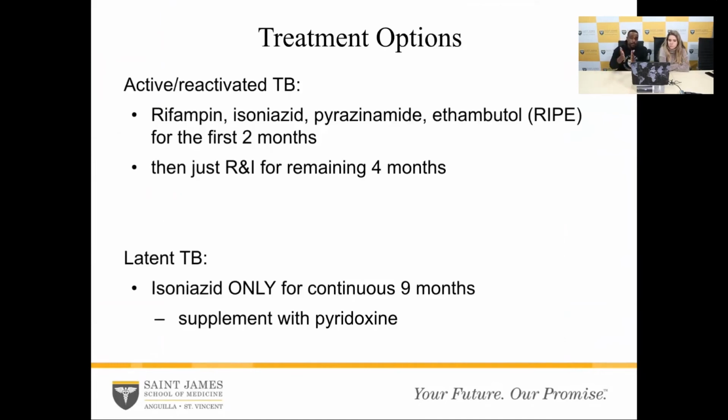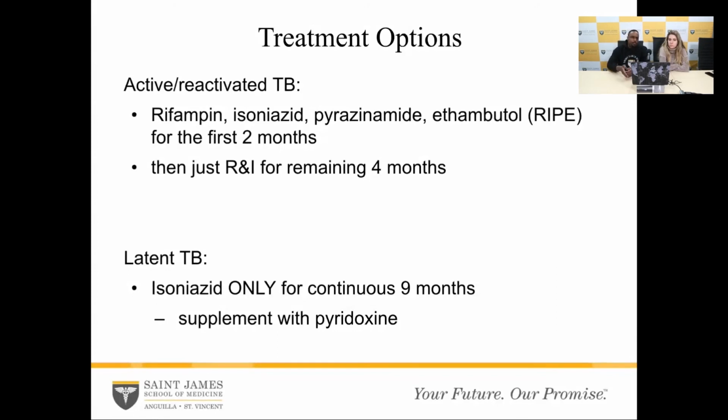So if the chest x-ray is positive, you give the full treatment. We call it the right treatment: rifampin, isoniazid, pyrazinamide, ethambutol. We give all 4 for the first 2 months, and then after that, we just downgrade to rifampin and isoniazid for the remaining 4 months. There's other conditions, but for step 1, this is really the bread and butter that you need to know.